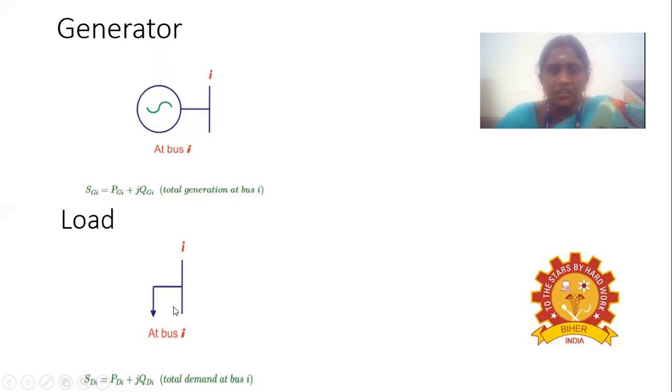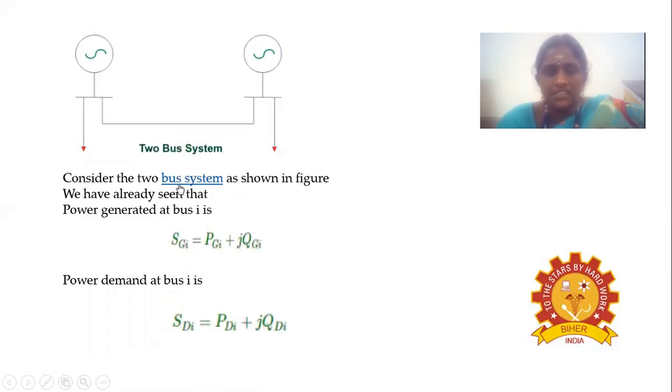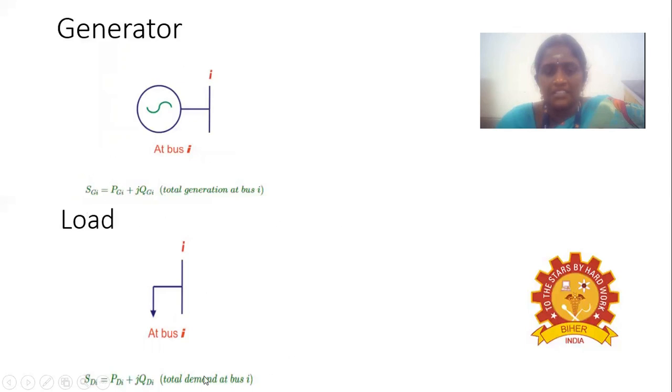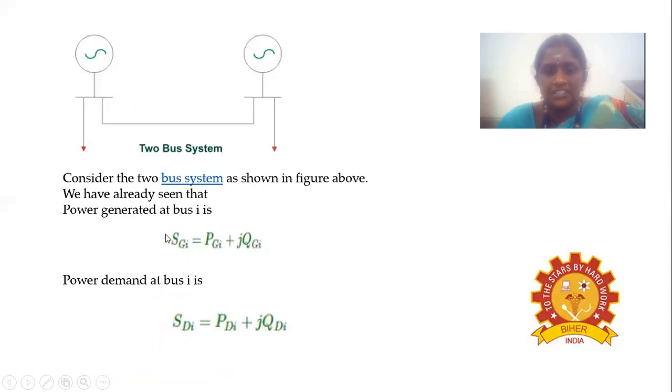So in this case, at the ith bus, only load is connected. When only load is connected, the complex power equation is SDI equal to PDI plus jQDI. D means demand, I means bus number. So consider the 2 bus system as shown in this figure. We have already seen the generator power equation and then the demand power equation. So power generated at the ith bus is this, power demand at the ith bus is this.